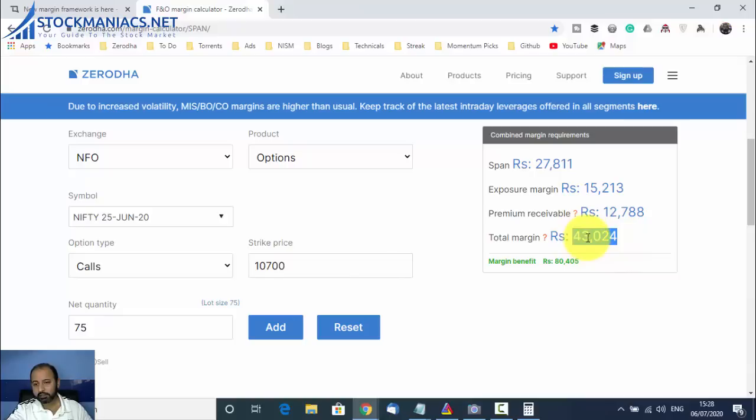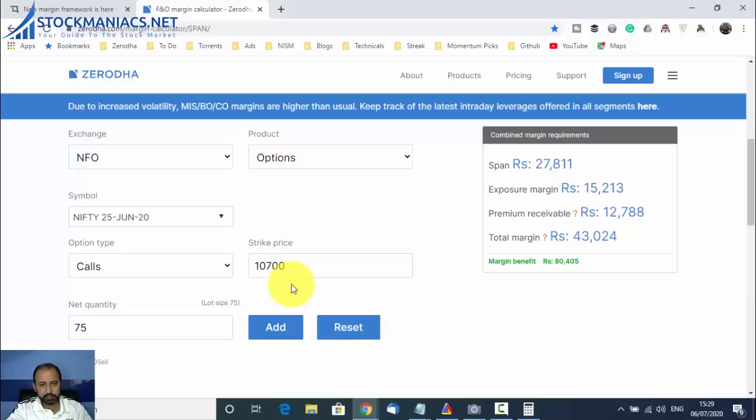is drastically lower. The margin required is now come to rupees 43,024 and we are getting a margin benefit of more than 80,000. So this is the new SEBI rule, how you can be benefited by using this new SEBI margin rule of June 2020.